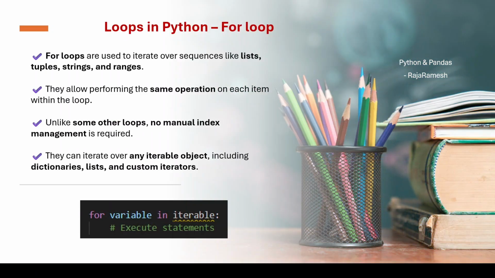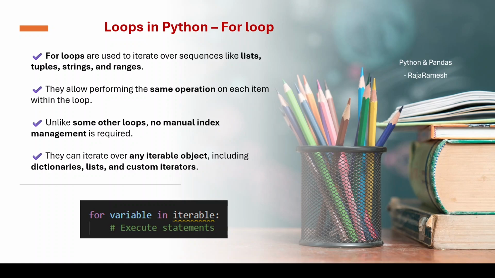So in Python, we have for loops which can be used to iterate over sequences like lists, tuples, strings, and ranges. They allow performing the same operation on each item within the loop. With some loops in Python we need to depend on the index, but for loop auto manages the index. And remember, for loop can iterate over any iterable object, including dictionaries, lists, and custom iterators.